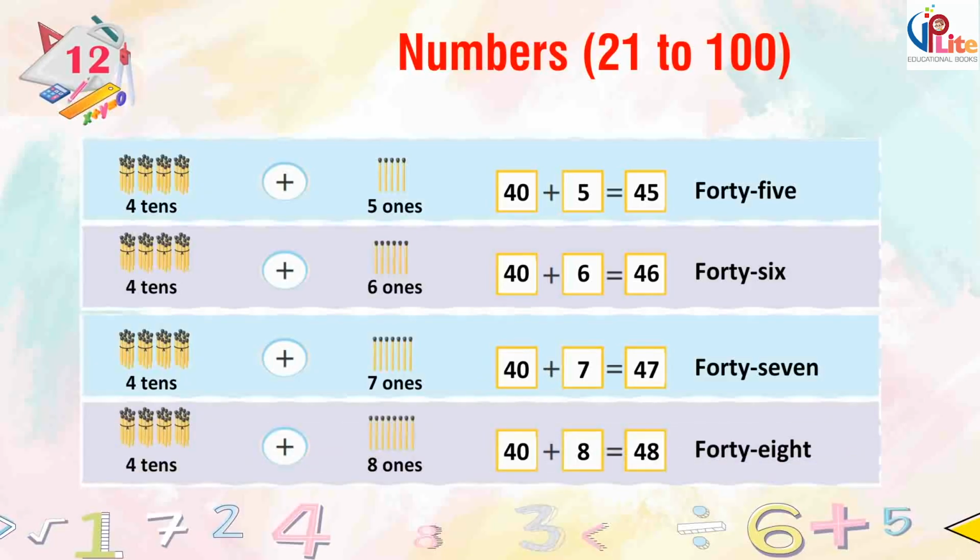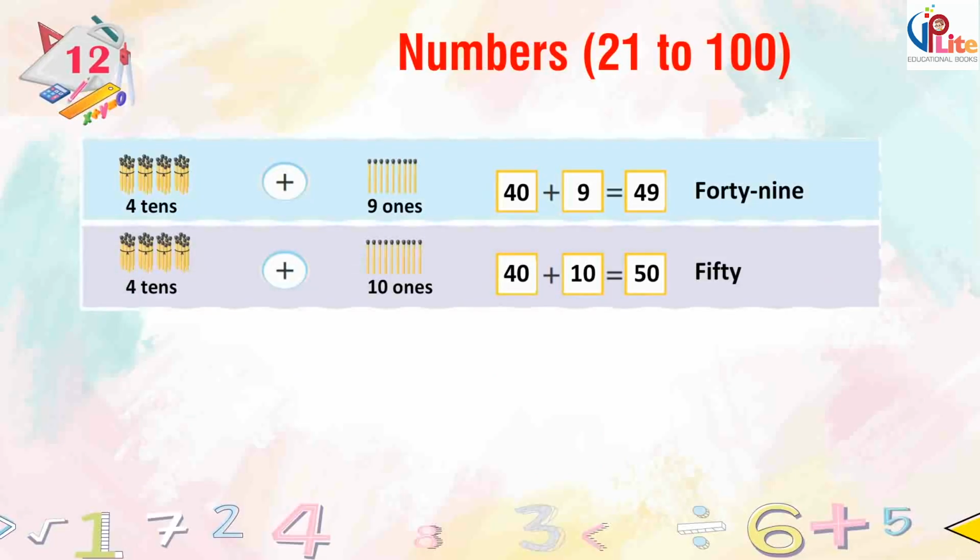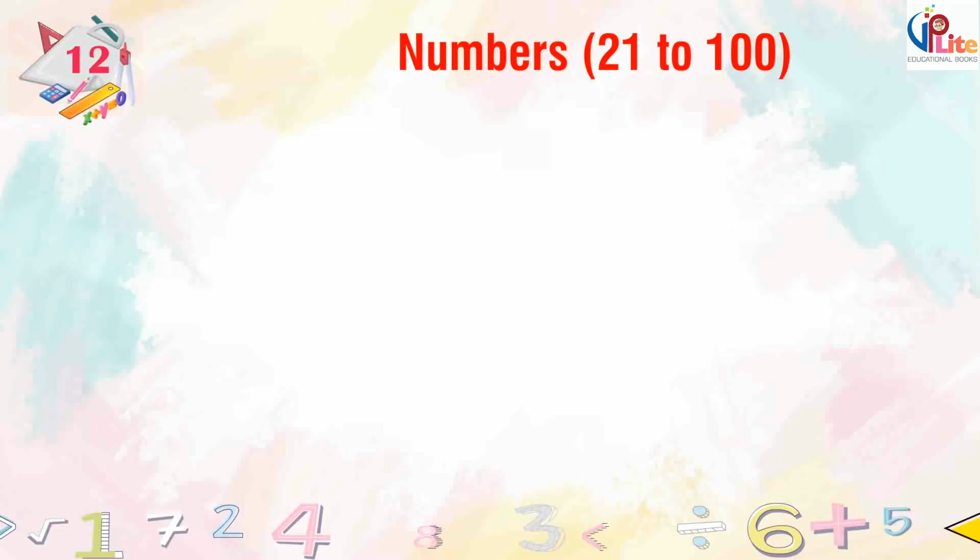4 tens plus 8 ones, 40 plus 8 is equal to 48. 4 tens plus 9 ones, 40 plus 9 is equal to 49. 4 tens plus 10 ones, 40 plus 10 is equal to 50.